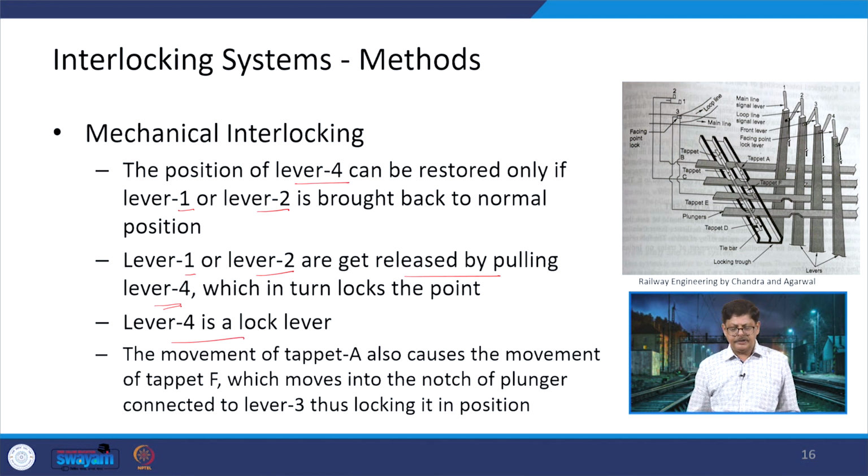Now, the movement of tappet A also causes the movement of tappet F. So, here this is tappet A and this is tappet F. These two are connected by a tie bar. So, if one gets released, the other is locking, which moves into the notch of the plunger connected to lever 3, thus locking it in the position.